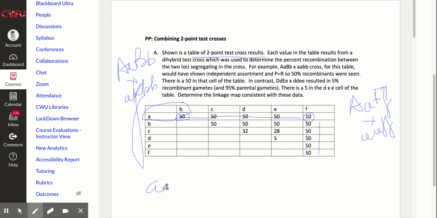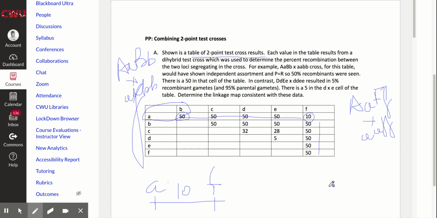So to show that, I would draw something like this, where I've got a line that's supposed to represent a chromosome and a little dash on there that's supposed to represent a locus, and that's where A is and that's where F is, and they're 10 map units apart. All right, so that takes care of that. Nothing else is linked to it because of all these 50s.